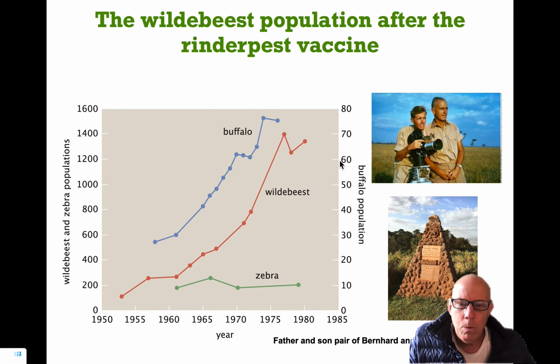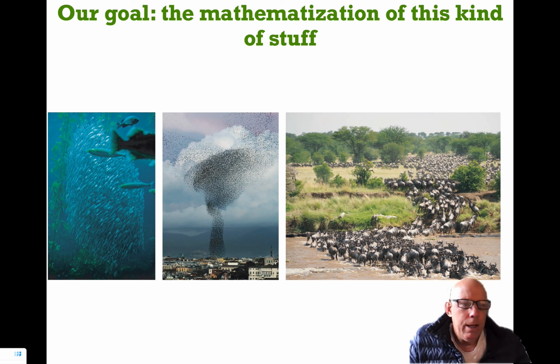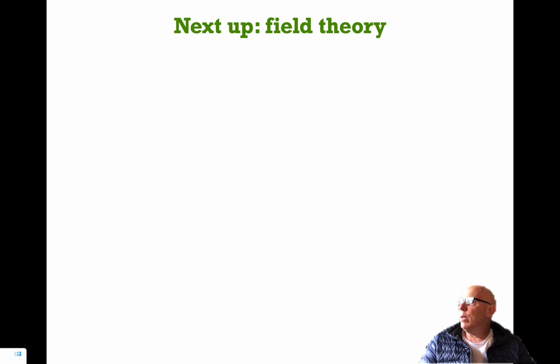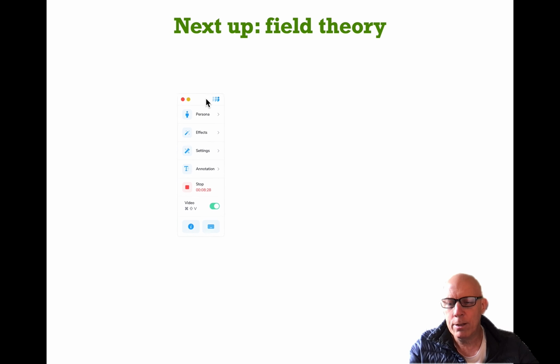And so what we're going to concern ourselves with is the nature of the herds that these wildebeest form. So our goal will be the mathematization of this kind of problem. And so what I'm going to do next is I'm going to give you a broad introduction to field theory. And with that broad introduction in hand, we will then turn to the concrete implementation of a field theory of flocking and herding, the so-called Toner-Tu theory.